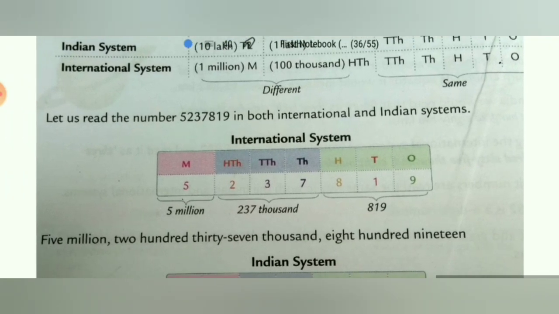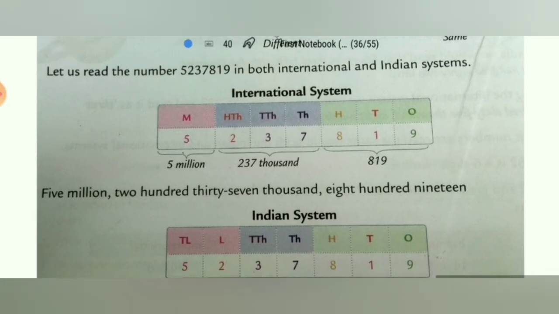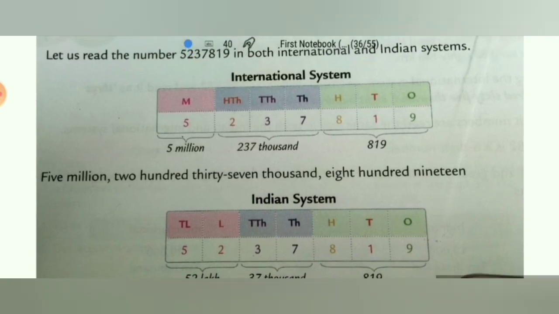See, one example. Let us read the number in both the international and Indian system. The first one is the international system. In this one, see, the 9 will come in ones place, 1 will come in tens place, 8 is coming in hundreds place, 7 will come in thousands place, 3 will come in 10,000 place and 2 will come in 100,000 place and then million. This is the international system.